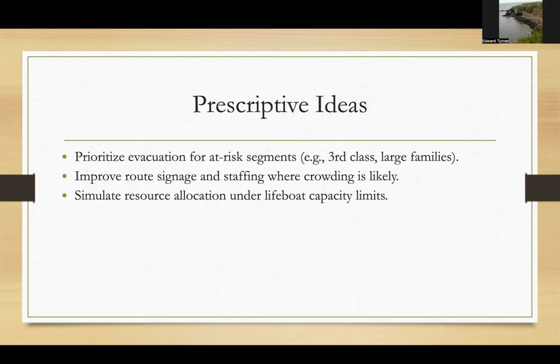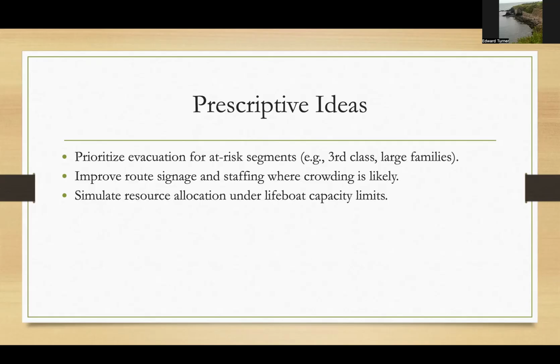So here are some ideas that we can employ when trying to improve the survival of the passengers on the Titanic. So one thing is to prioritize the evacuation for the at-risk segments. So people with large families, people that were in the third class, as noted previously, passengers who were in the third class had very low survival ratings. So it would really ensure that more people survive.